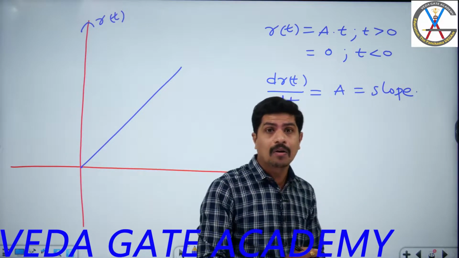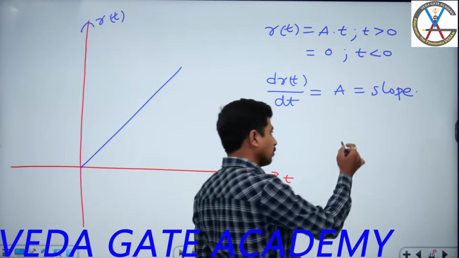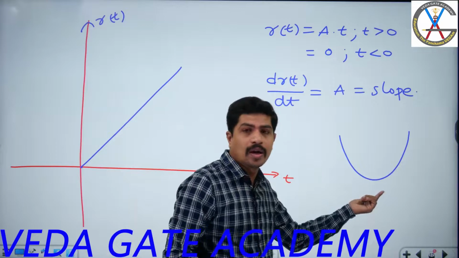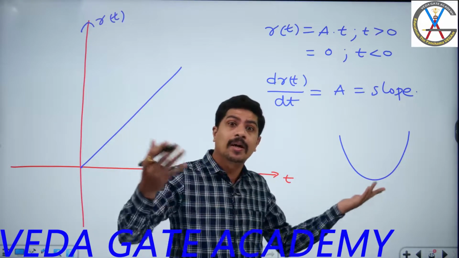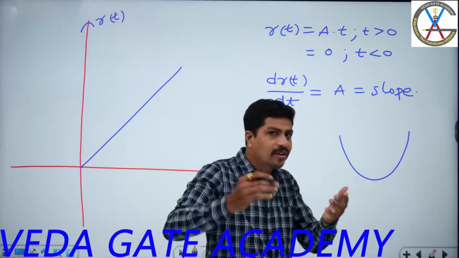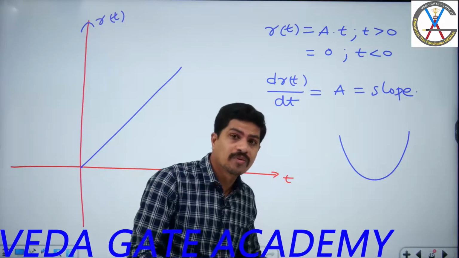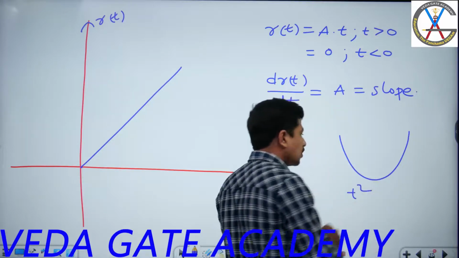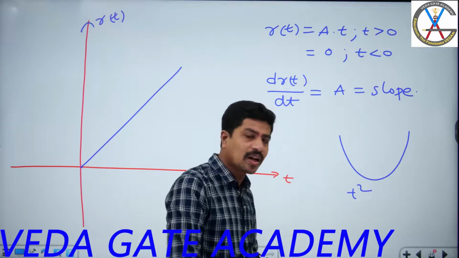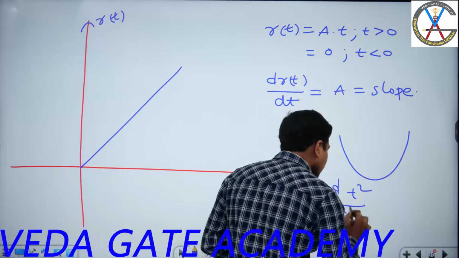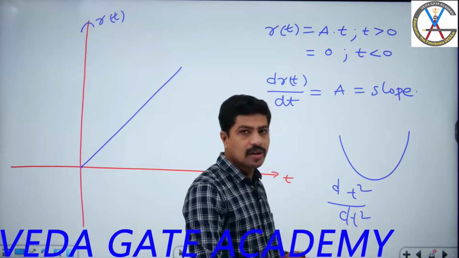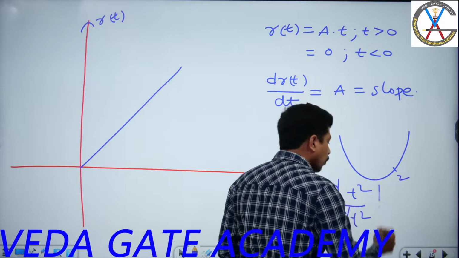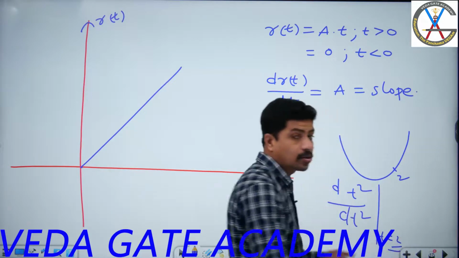Suppose you take a curve and want to find its slope. Does this curve have a single slope? No, it has an infinite number of slopes. At each point it is going to have a different slope. Then how to find the slope? Take the function. Suppose this function is t square. Take the derivative, d t square by dt. At what point do you want the slope? Suppose at t equal to 2. Now put t equal to 2, and you will get the slope.